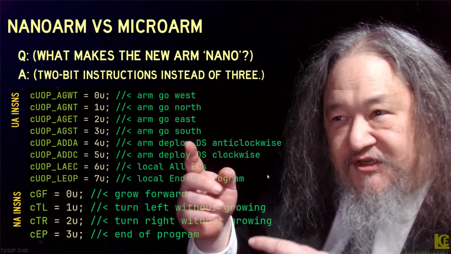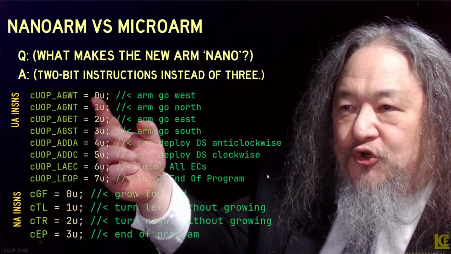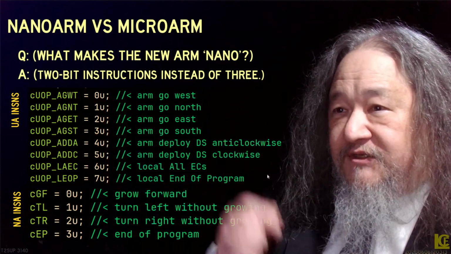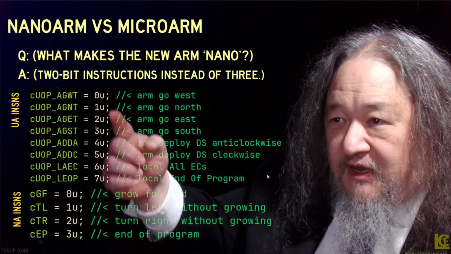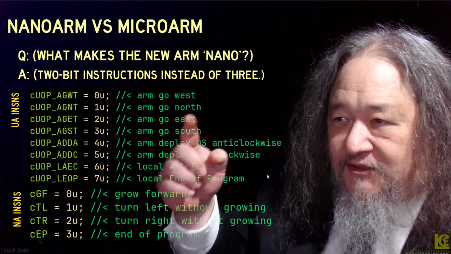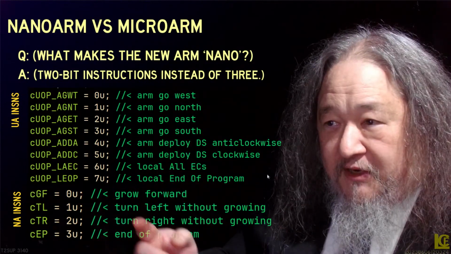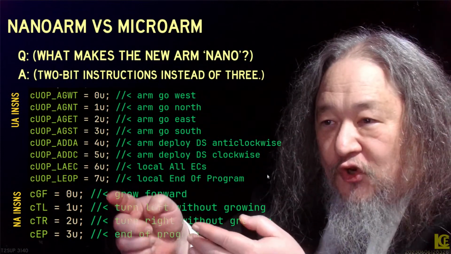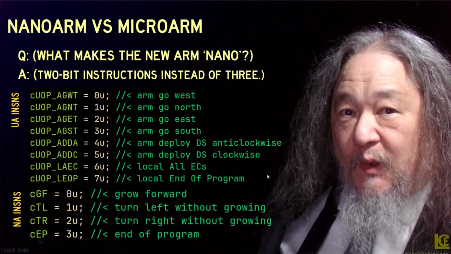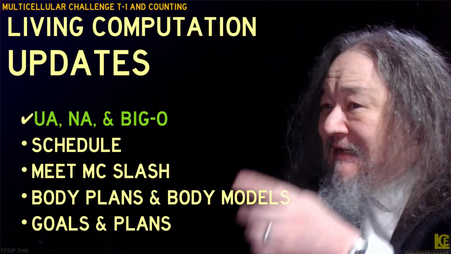And just to finish the story, why is it called the nano arm? Well, because it has 2 bits per instruction, whereas the micro arm has 3 bits per instruction. So here are the 8 instructions of the micro arm: go west, north, south, west. It's got a bunch of different things. And the nano arm is absolutely minimal. Go forward, turn left, turn right, and done. It's like the turtle geometry. It's like Logo. And it works great. So that's why nano and Big O.